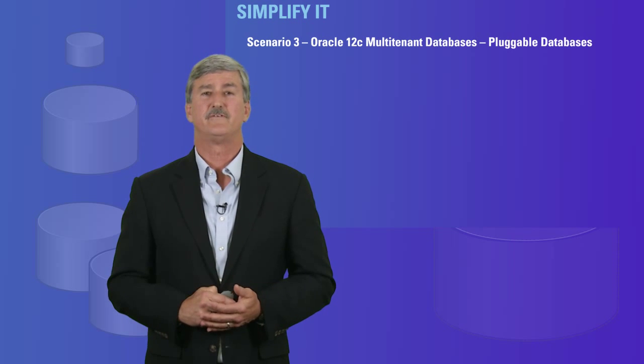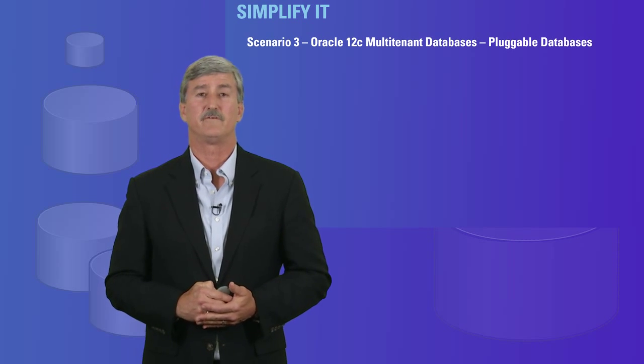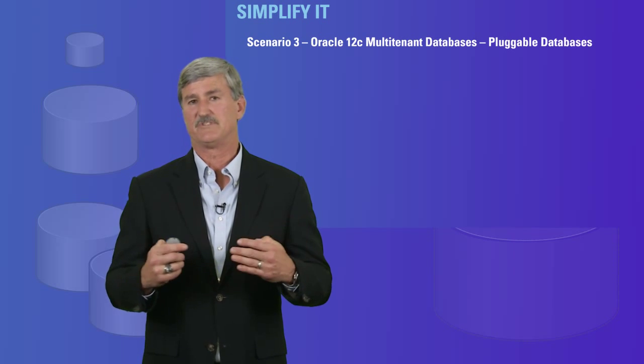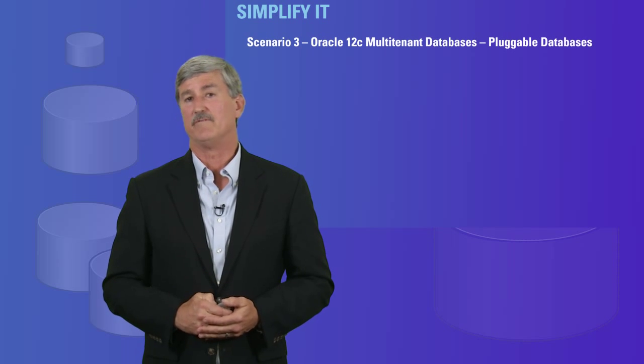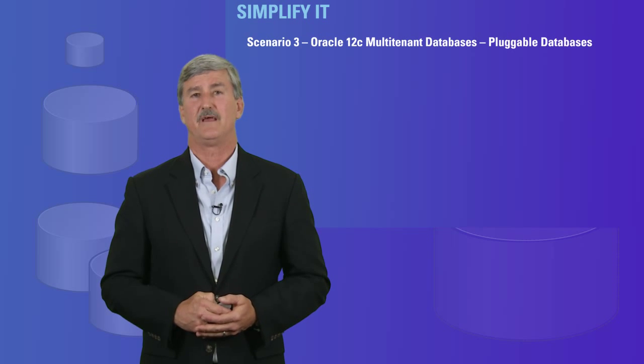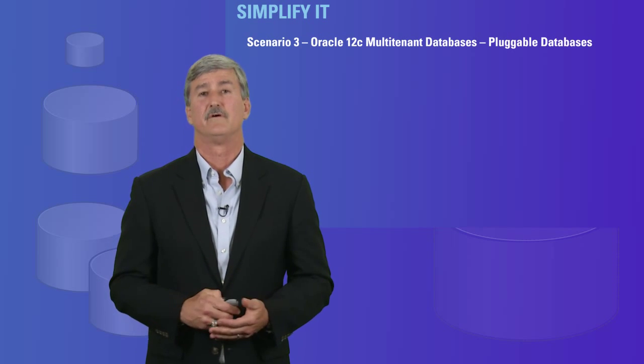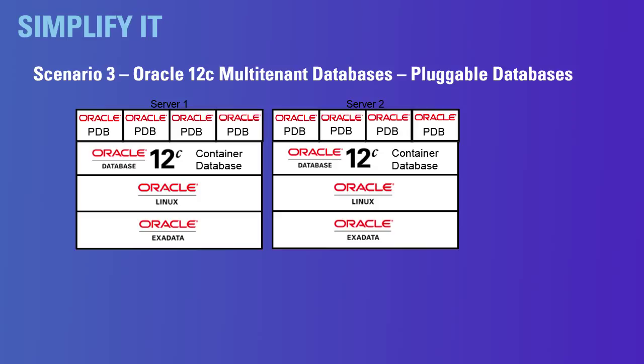So Oracle has addressed this problem with our 12c database to break that CI sprawl problem. We've introduced the 12c multi-tenant database, pluggable databases. So what we can do is take those 8 databases, and instead of having them standalone, we can now plug them into a container database.